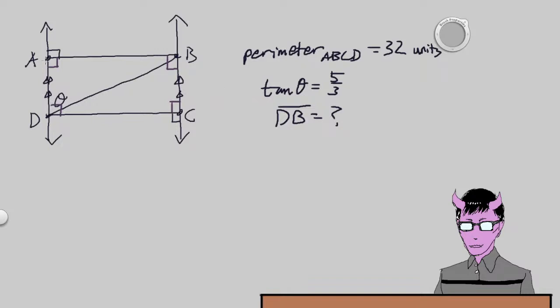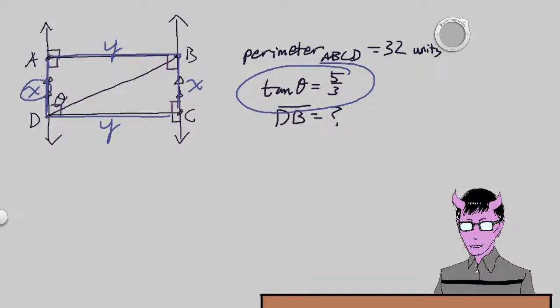So therefore, if we set this part as x, then this one is also going to be x. If we set this one as y, then this one is also y. But that's also a losing setup because we're given one more piece of information, tangent, which relates this one to this one. So we don't need to set x and y's as unknowns.